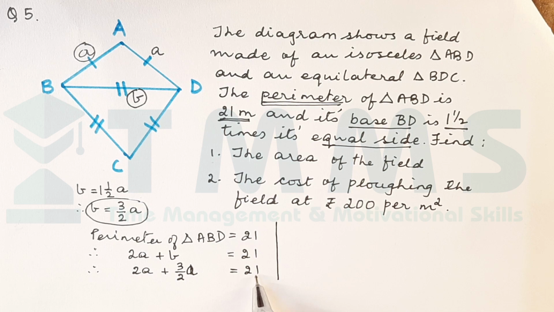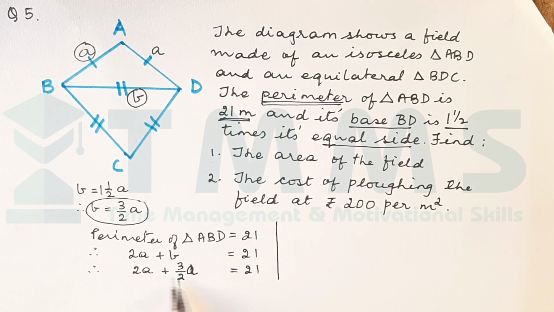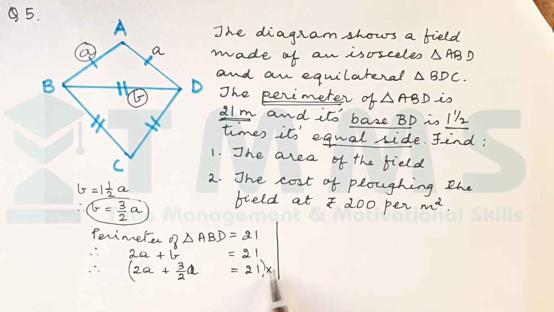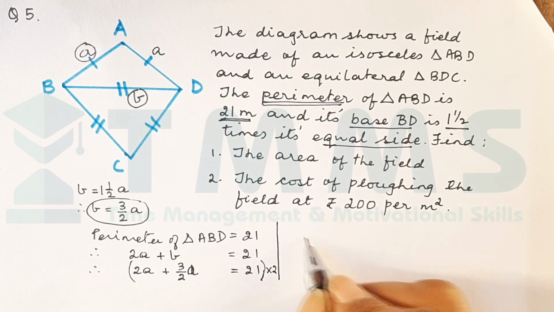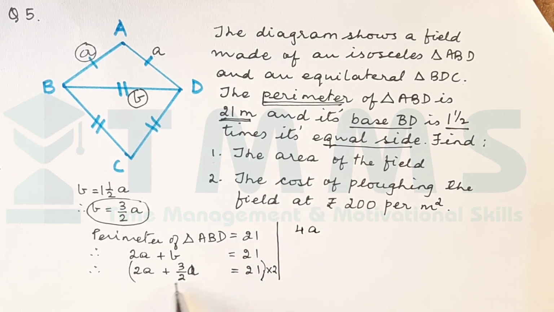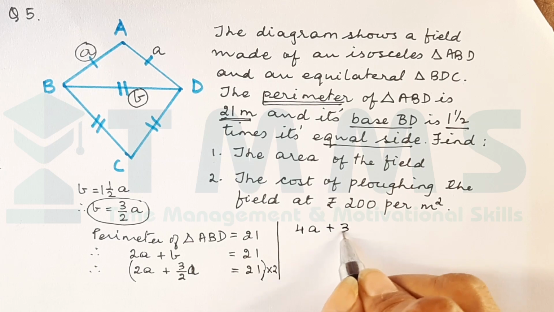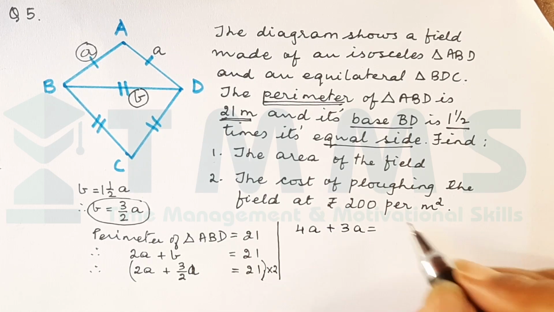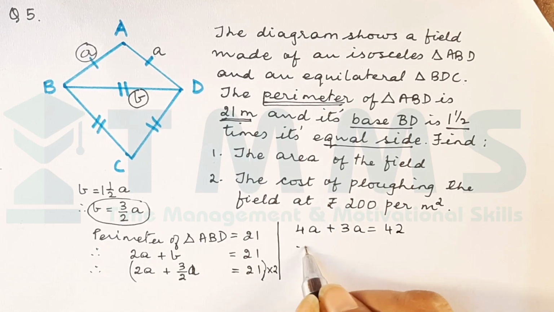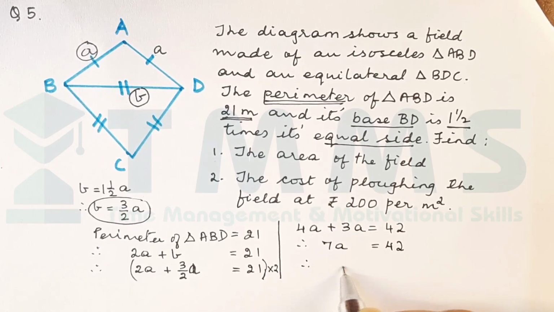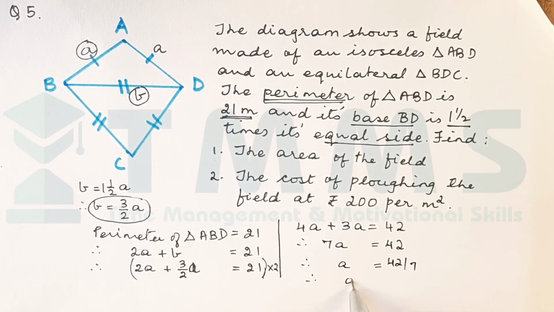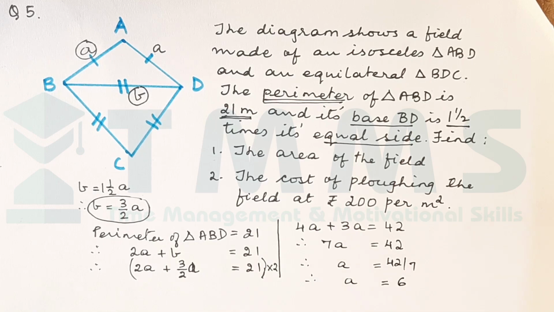Now, in order to add this, we will multiply the whole thing by 2. Why should we multiply by 2? Because the denominator here is 2. So we will make them into friendly numbers. So it becomes 4A. Here you multiply by 2, so plus 3A is equal to, here you multiply by 2, so 42. That will give us 7A is equal to 42. Therefore, A is equal to 42 upon 7. Therefore, A is equal to 6.